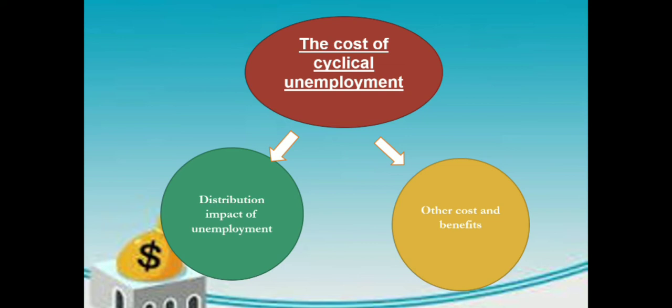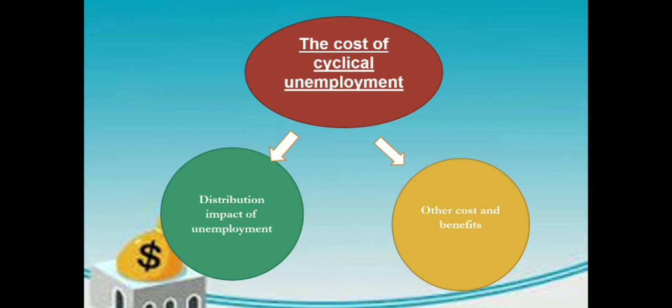So what is the cost of cyclical unemployment? The first measure is the output loss, because the economy is not at full employment. We can obtain an estimate of this loss by using Okun's law. Okun's law provides the basic measure of the overall cost of cyclical unemployment. After we know about that, now we're going to know what the distribution impact of unemployment is.